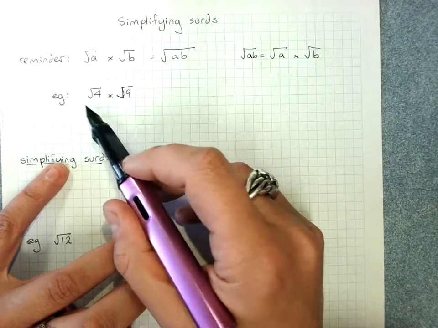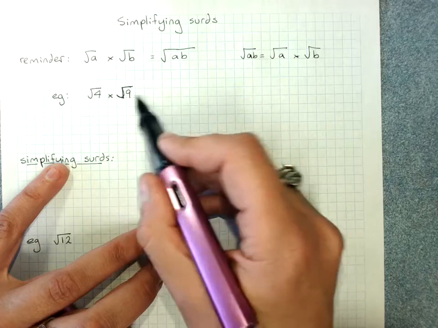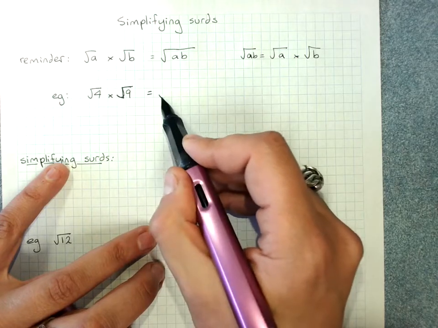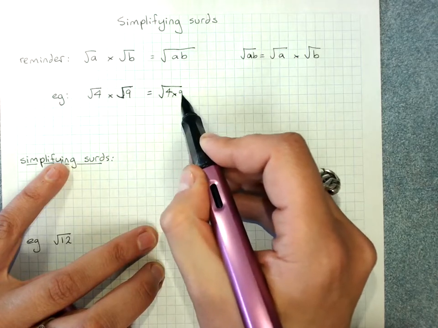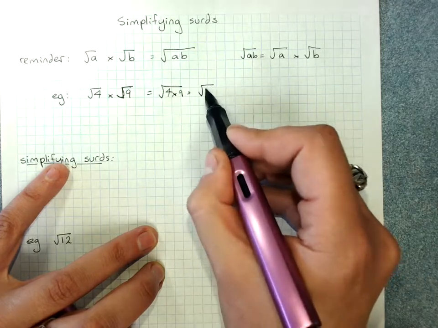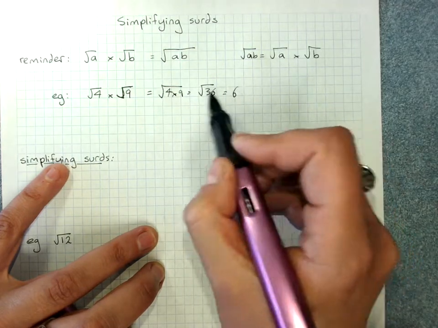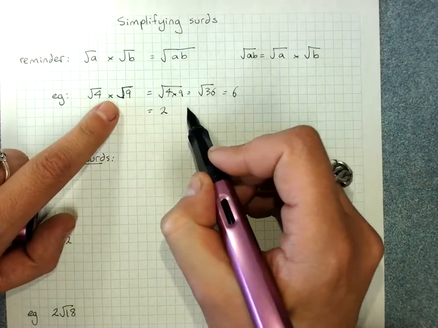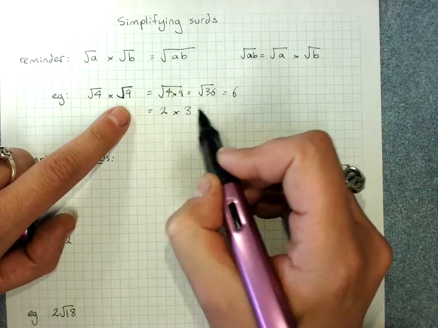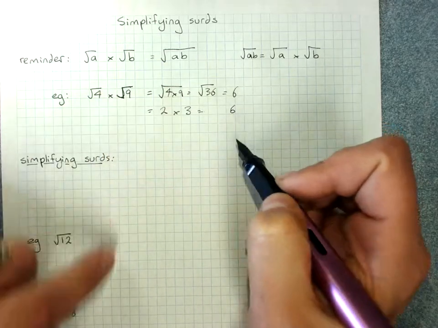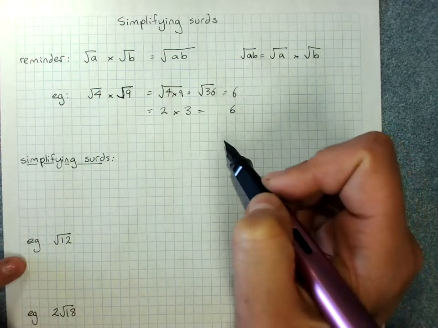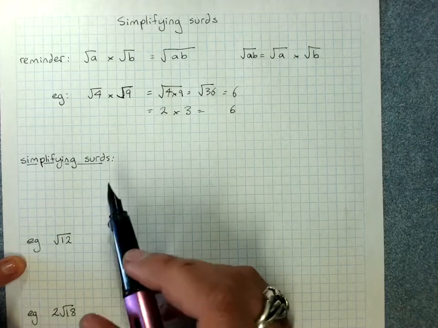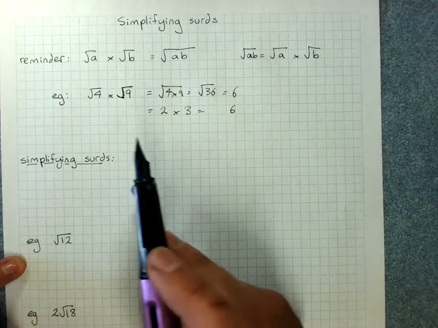So for example, if we look at root 4 times root 9, there's two ways of doing this. We could say that's the square root of 4 times 9, which is the square root of 36, which is 6. Or the square root of 4 is 2, the square root of 9 is 3, and 2 times 3 is 6. So you can see we get the same answer either way. So when we're simplifying surds, we use this rule.